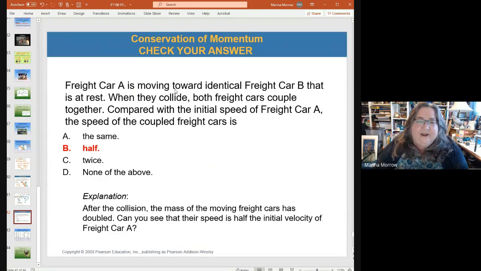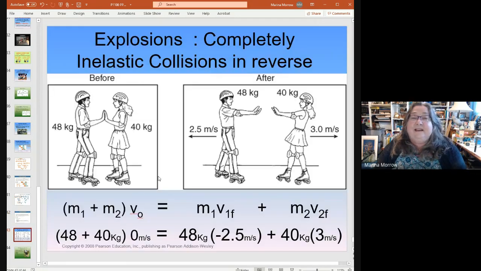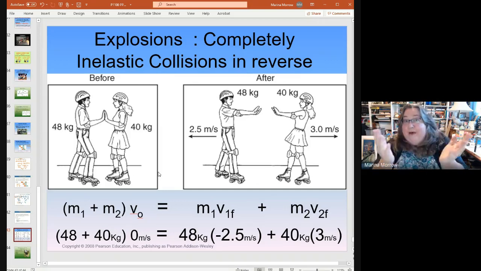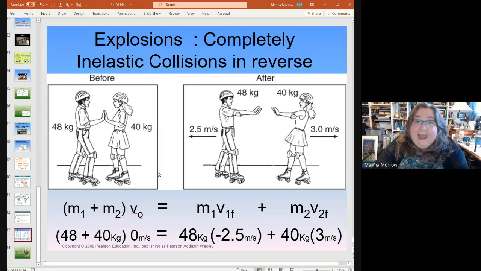Okay, and so that'll give you a way to think about it. So here's a freight car moving towards an identical one, and of course the speed is half as much, which we talked about before. So mass doubles, speed is half. Okay, now collisions can happen in reverse. We call those explosions. So it's when things are together and then they separate. That could be like a bomb, but it could be anything else too, which starts together and then they push off each other to separate.